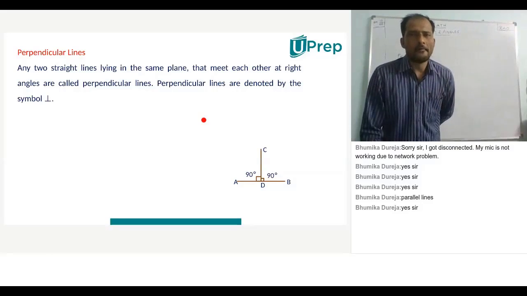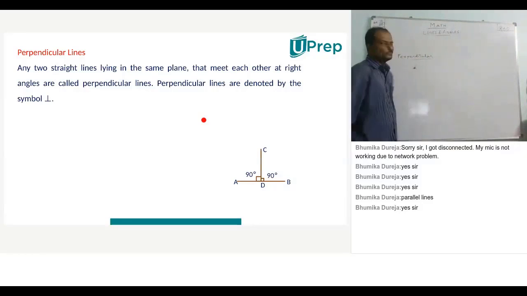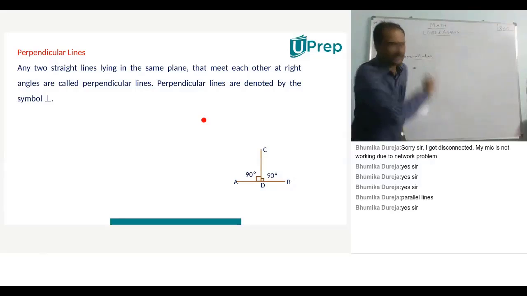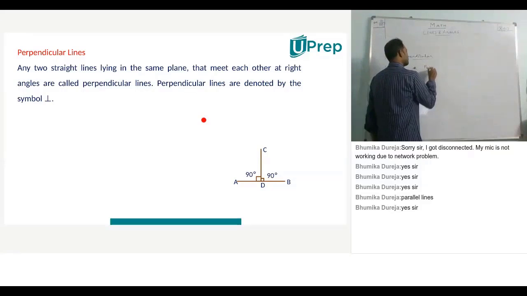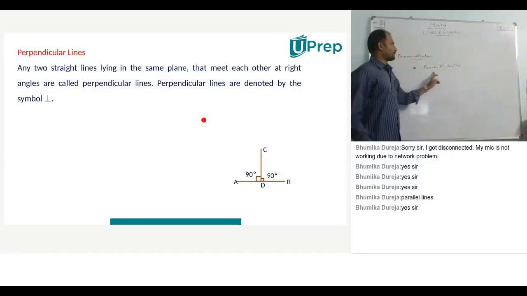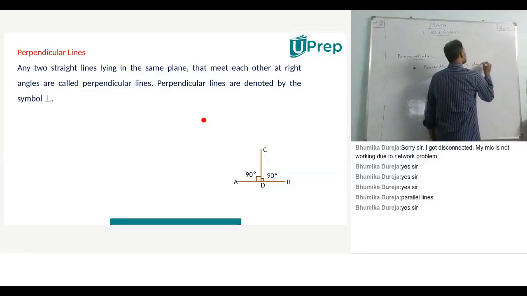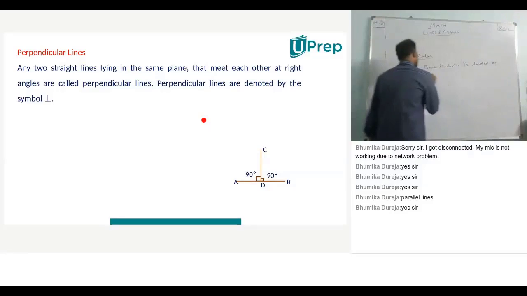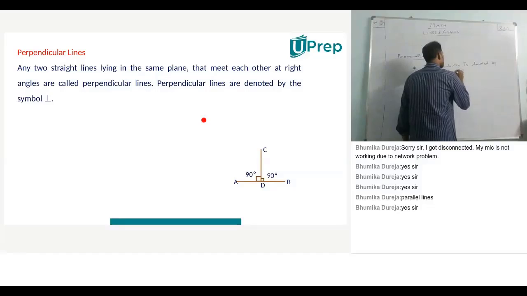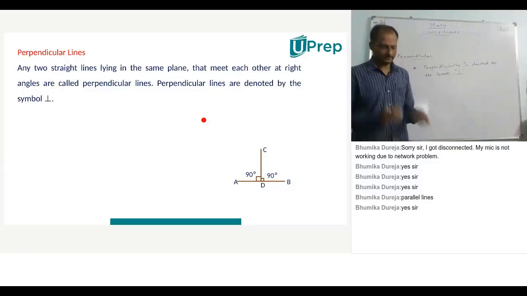Put a star mark and write, beta: perpendicularity is denoted by the symbol inverted T. The symbol is inverted T.